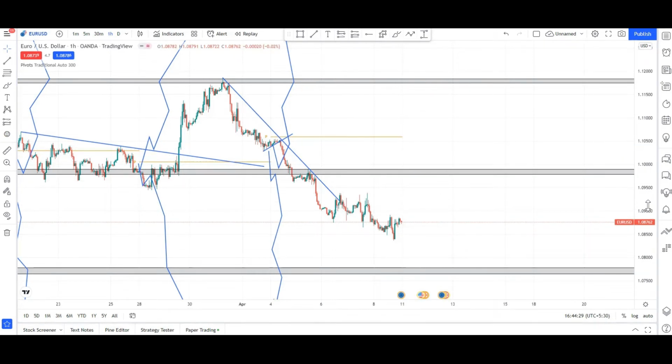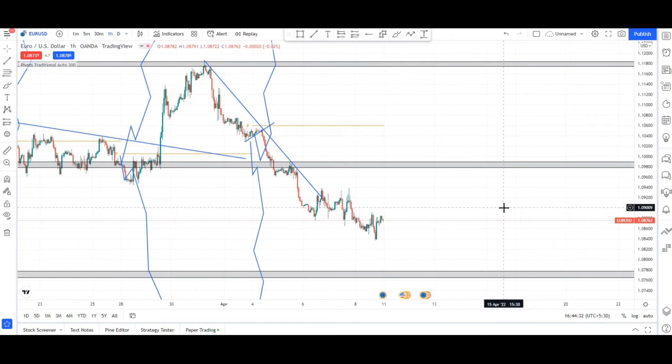So now we're going to see what we discussed in the previous week and how it behaves, and also how we can trade all these major forex pairs.